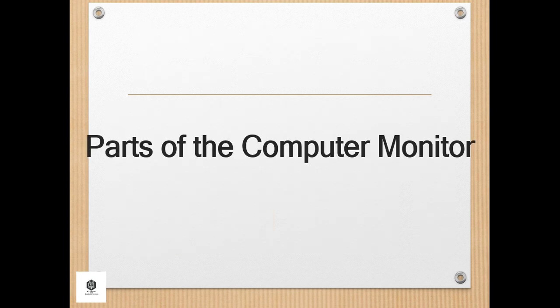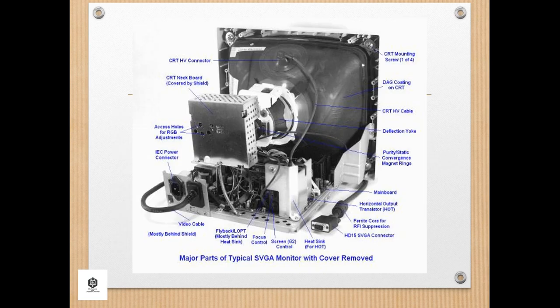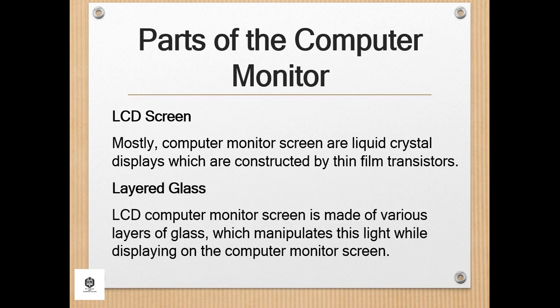Let's proceed to the parts of the computer monitor. Monitors are electrical devices used to display pictures and videos on devices such as personal computers. They interpret electrical signals from computers and project them onto the screen. There are various internal parts of a computer monitor screen, and every part has its own special functionalities. These are the parts of the computer monitor.